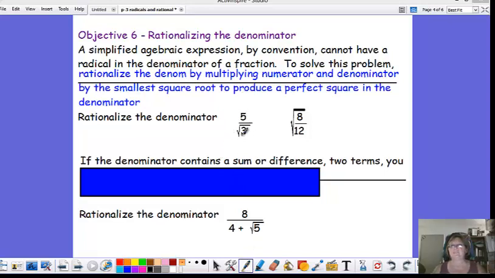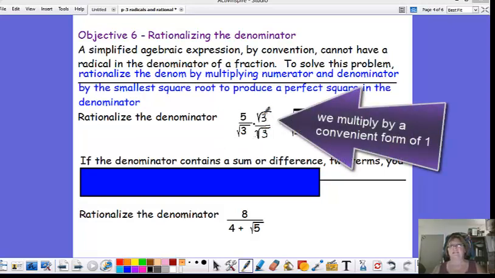If I want to clear up this divide by root 3, the easiest way to do it is multiply top and bottom by the square root of 3. I want you to stop here and think about this for just a minute. Algebraically, any number divided by itself is 1. We are multiplying by a convenient form of the number 1. That is what makes this an okay thing to do.